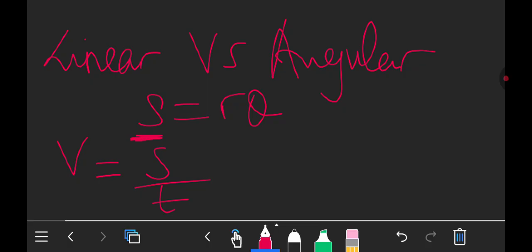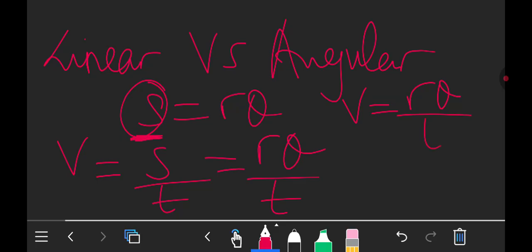But you see, we are saying S is equal to R multiplied by theta. So we can substitute R theta there over T. So what are we saying? We are saying V is equal to R theta multiplied by T.